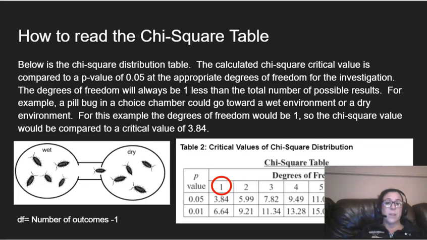Here's another example. Here's an example of pill bugs, and they're in a choice chamber. So if I put pill bugs right here in the middle of these two environments, they could choose, do I want to go to the wet environment? Do I want to go to the dry environment? There are 2 possible outcomes there. To figure out my degrees of freedom, that would be 2 possible outcomes minus 1. So my degrees of freedom would be 1. My p-value would be 0.05. So when I'm trying to determine the critical value for this experiment, it would also be 3.84.